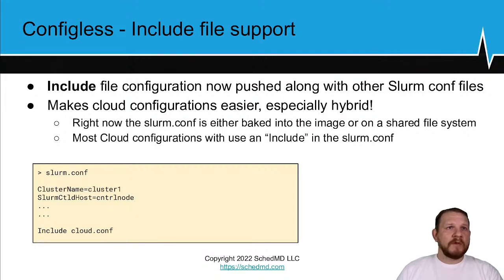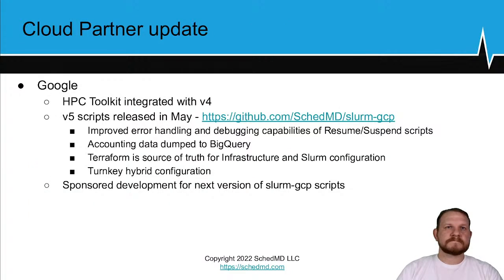Most cloud configurations that we work with use an include file in their slurm.conf. So this new capability of pushing the include files, with the Slurm configuration, to your compute nodes will really make hybrid a lot easier. If you have in your slurm.conf an include like a cloud.conf or something, that will make life a lot easier for those that are doing hybrid.